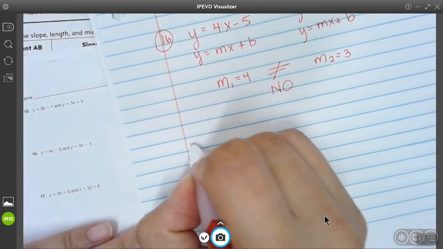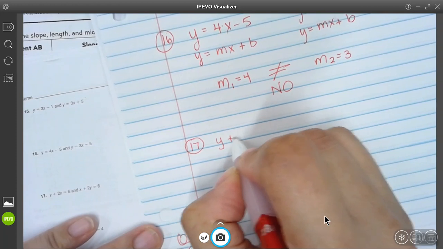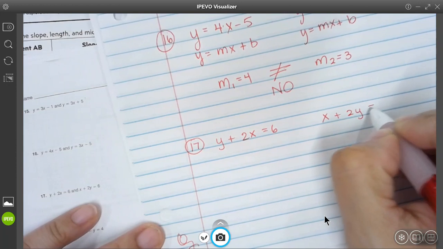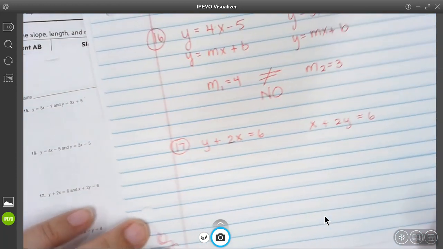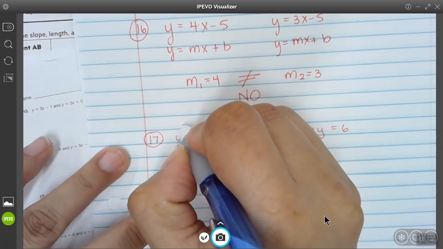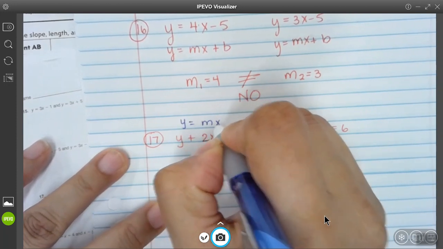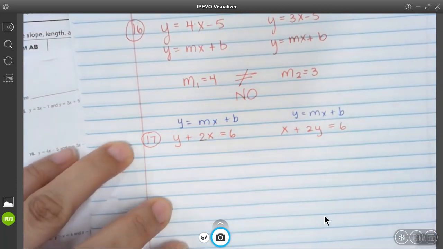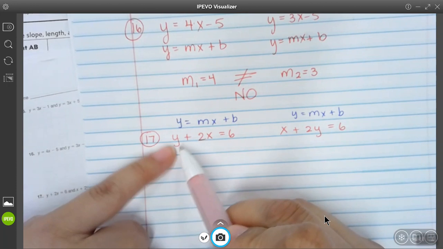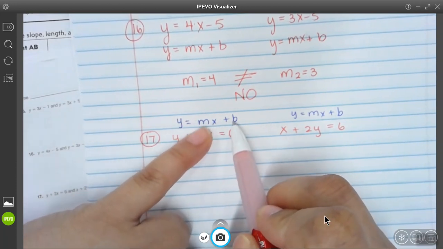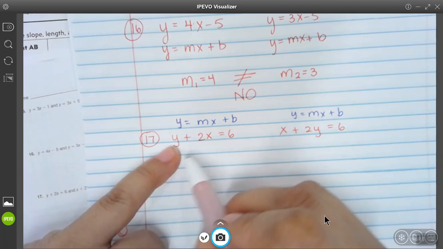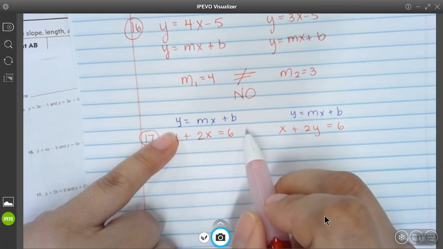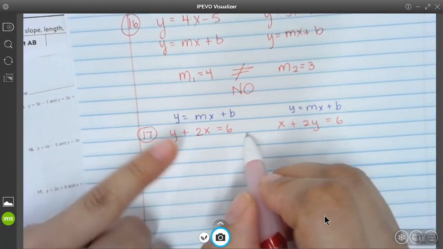Okay. Number 17, we have y plus 2x equals 6, and we have x plus 2y equals 6. So now the question is, are these two in slope-intercept form? So let's see, y equals mx plus b. And the answer to this is no, because in slope-intercept form, the y is alone on one side and the term with the x and the constant are on the other. That's not the case here. We have the y on the left-hand side, but the term with the x is on the wrong side. The 6 is already on the right side.